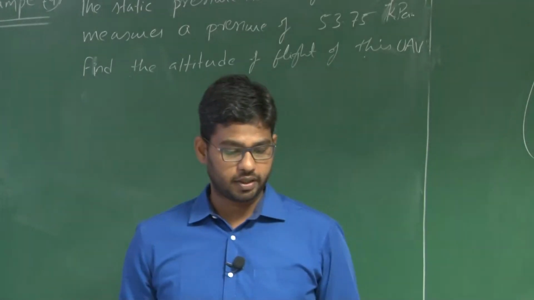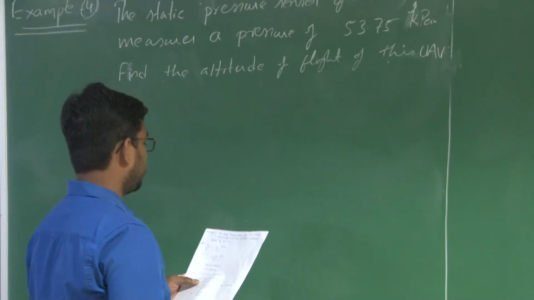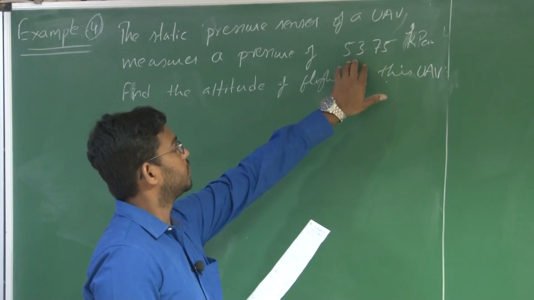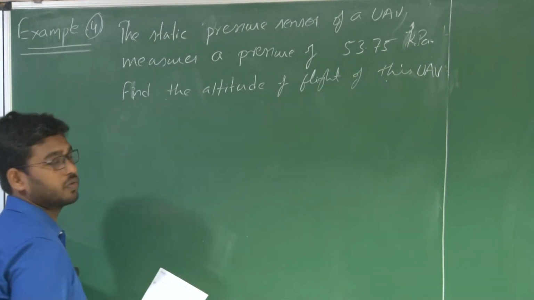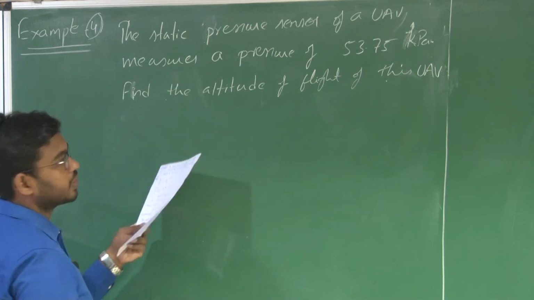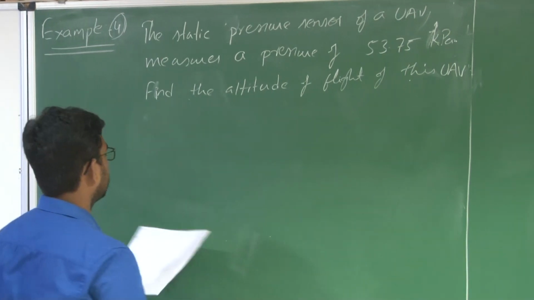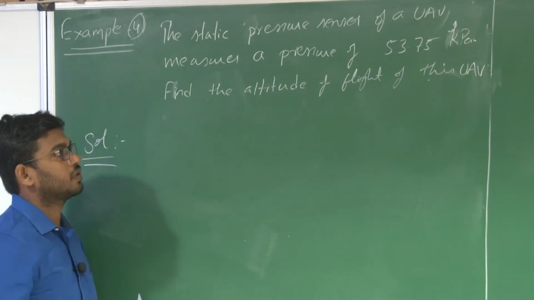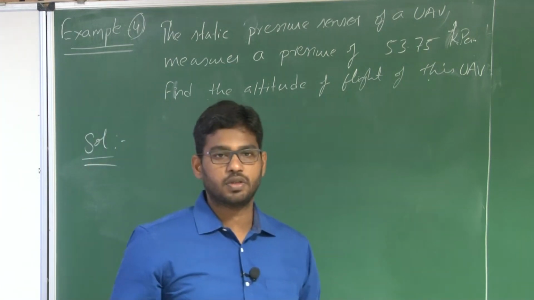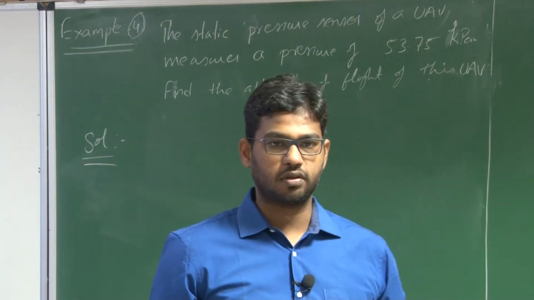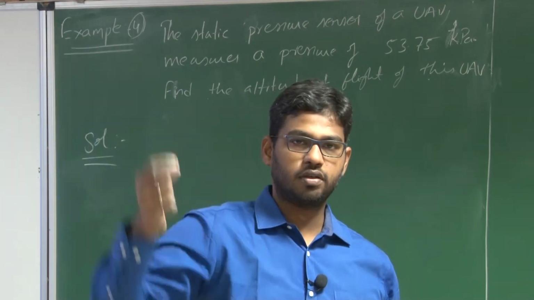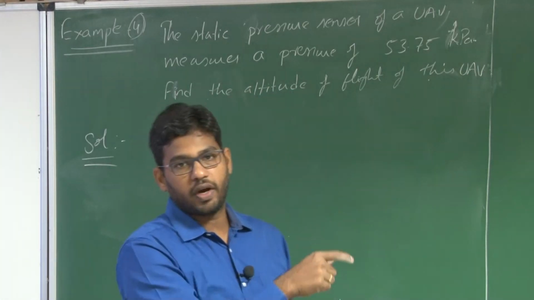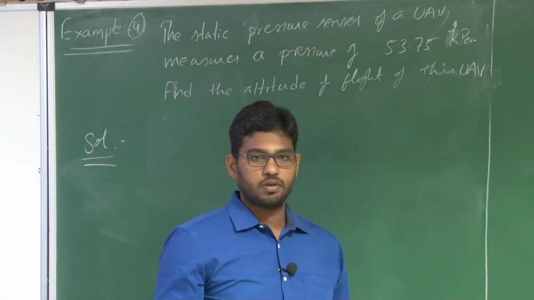Let's solve this final example again. The static pressure sensor of a UAV measures a pressure, that means this is the static pressure that is measured by this UAV, which is approximately 53.75 kilopascals. So we need to find the corresponding altitude of flight of this UAV, right? It's pretty straightforward. But this is in fact the practical way to find out the altitude by using the static pressure sensor, right? You have the static pressure sensor, and that particular sensor measures the static pressure at the particular altitude. Now you need to find out the corresponding altitude of flight, right?